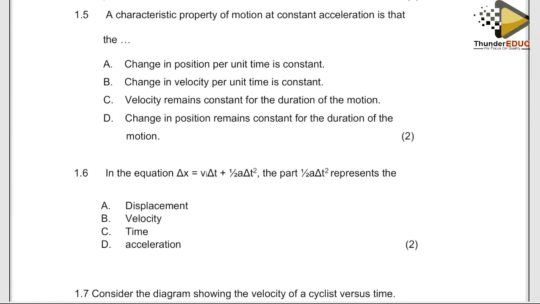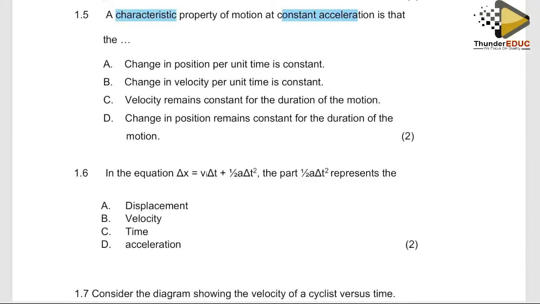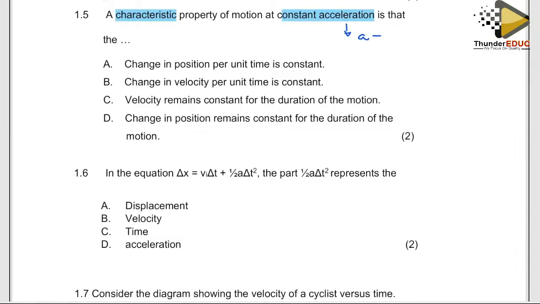Then 1.5 there reads, a characteristic property of motion at constant acceleration is that, right? So in terms of our acceleration, we know it's going to be what? Change in velocity per unit time. By formula, your acceleration is equivalent to delta V all over delta T, which is the rate of change of what? Of velocity, right? So we need to relate to an equation that actually relates to velocity.